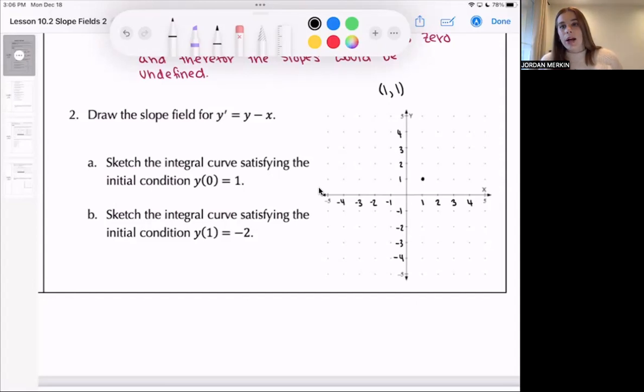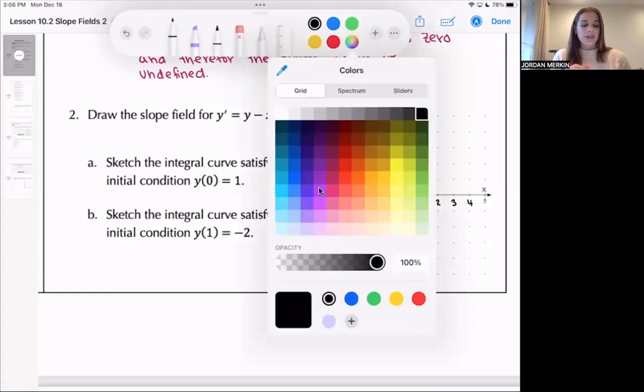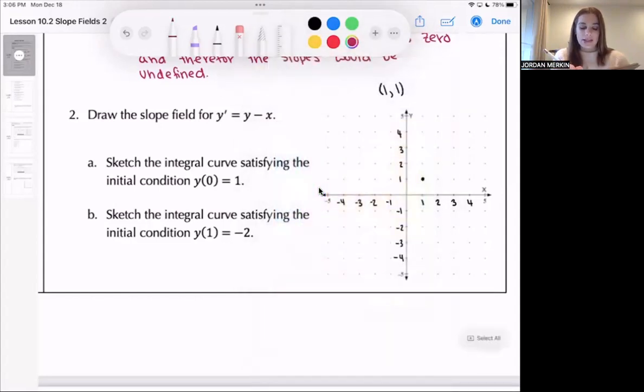And when I plug in 1 for y and 1 for x in y prime is equal to y minus x, I get 1 minus 1, which is 0. So I end up with a slope of 0, which is just a horizontal line. And so that's exactly what I'm going to draw in. A little tick mark that represents my slope here is a horizontal line.